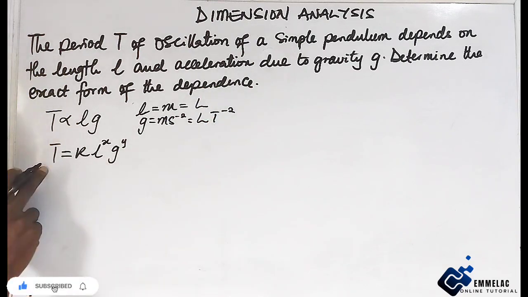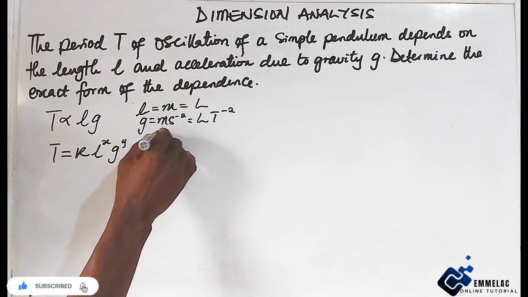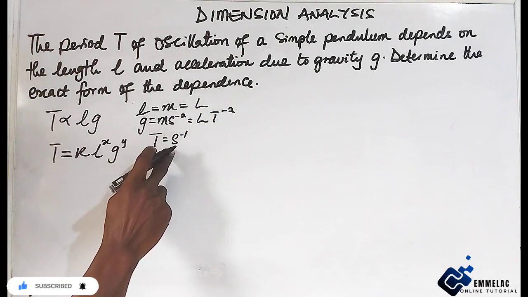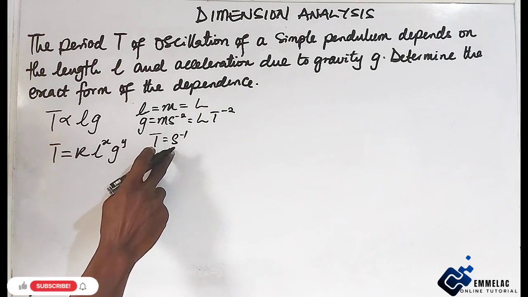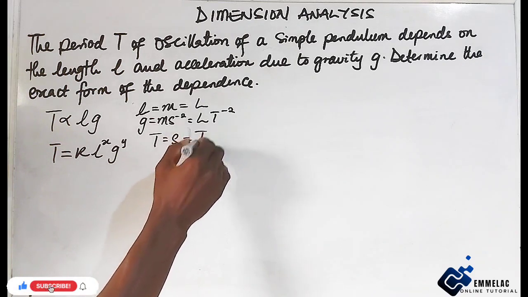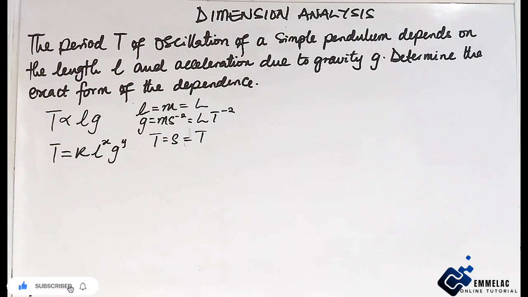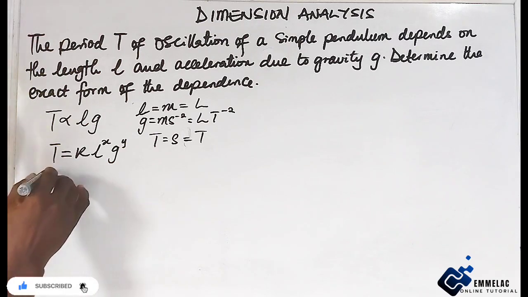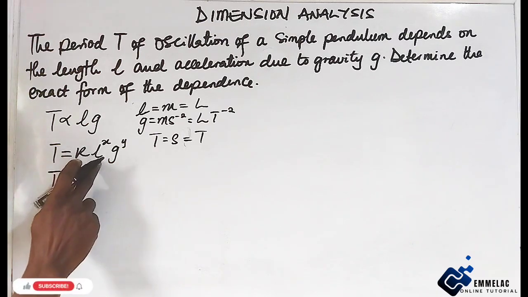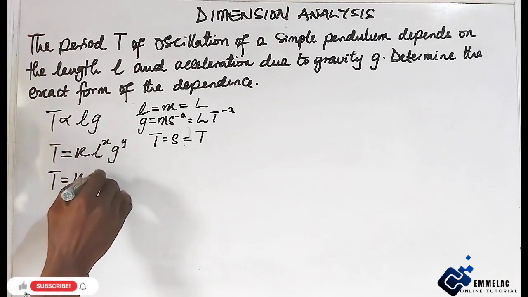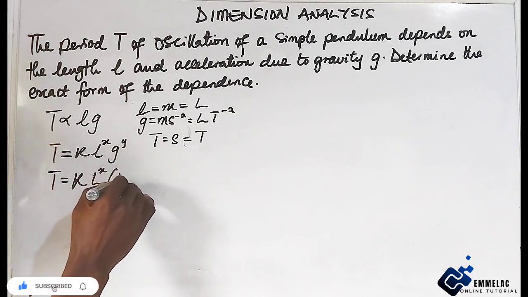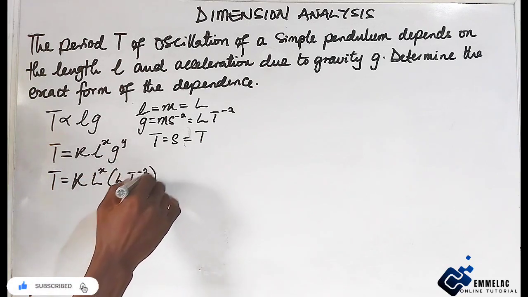Now for the period, we know that the period is time, which is in seconds, and which is also given as T as a dimension. Okay, now here we have that T now equals k. Then our length here, we have L raised to the power of what? x. And our g here is L T raised to the power minus 2, all raised to the power what?